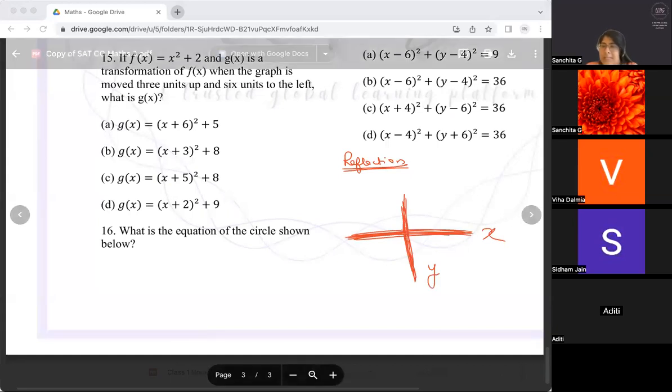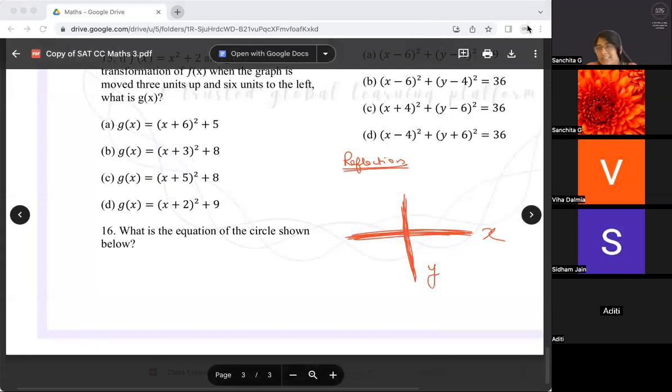Y-axis. Come on, guys. Sleepy, everyone, wake up. I know it's a Sunday, we are taking a class.